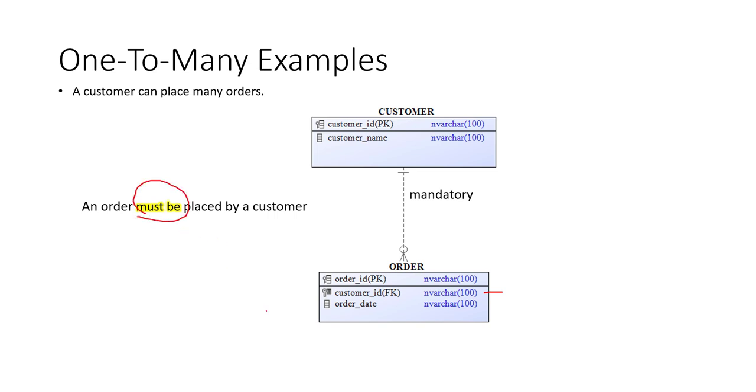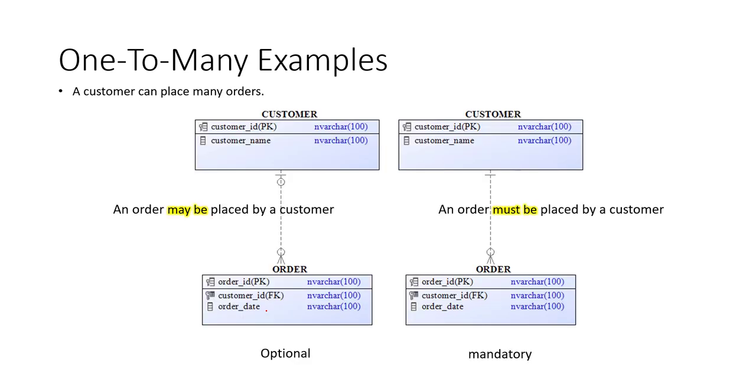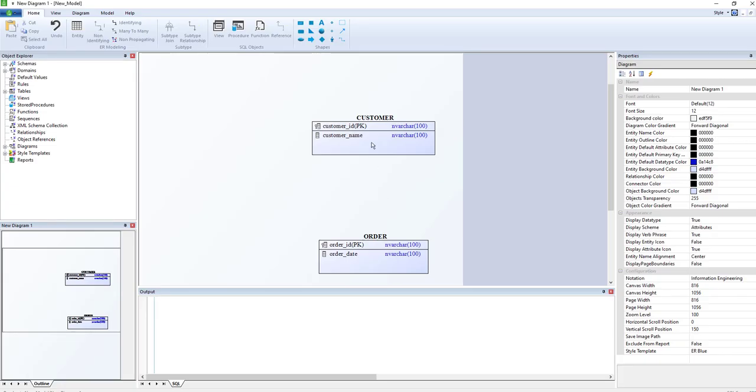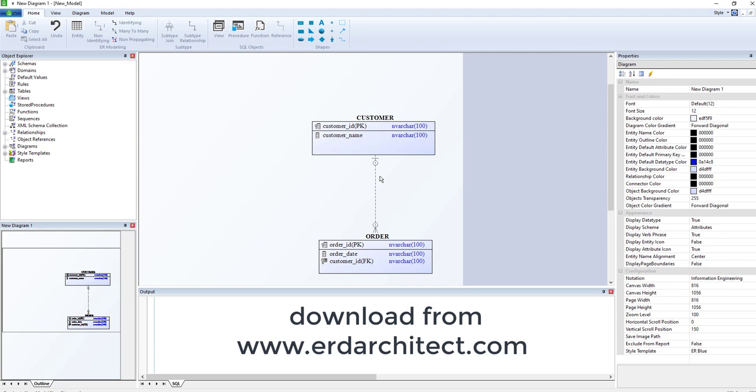So this is the difference between an optional relationship and a mandatory relationship. In a mandatory relationship, we will not have the optionality here. In an optional relationship, we will have a 0 or 1 cardinality at the parent side. Let's see how we can do this in a data modeling tool. Here we have the customer entity and order entity. Let me create a one-to-many relationship. Go in here, a non-identifying one-to-many relationship. See, this is an optional one-to-many relationship.